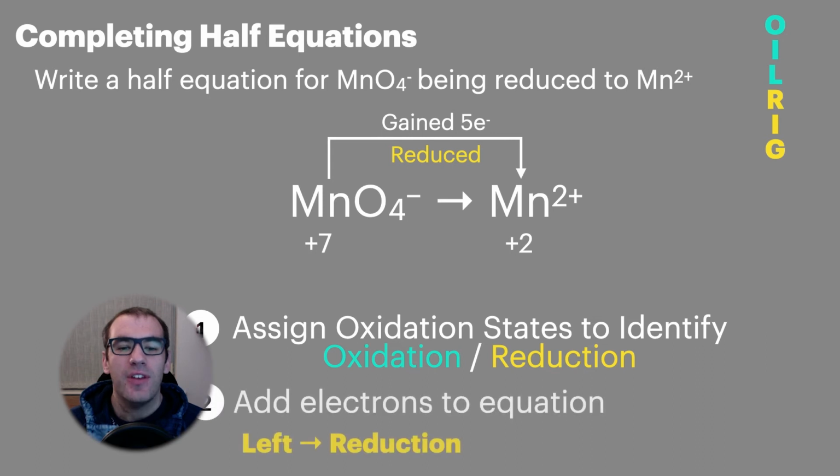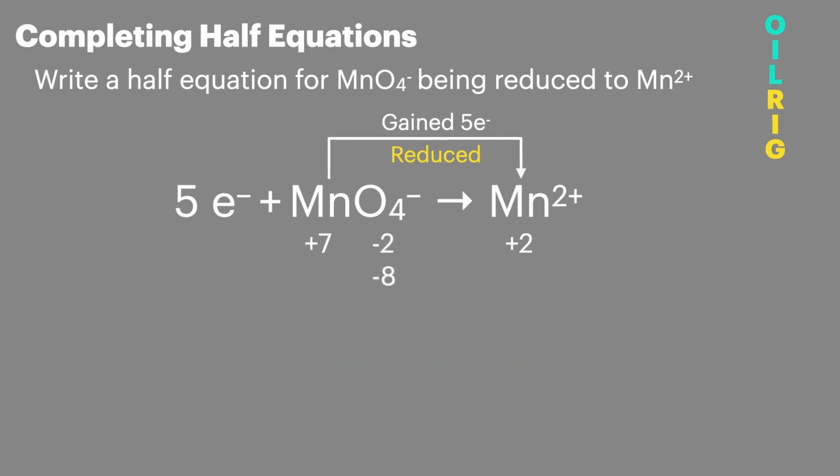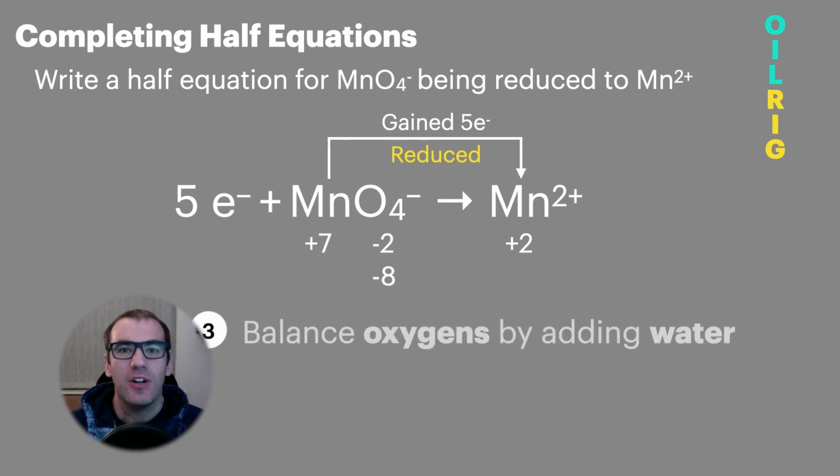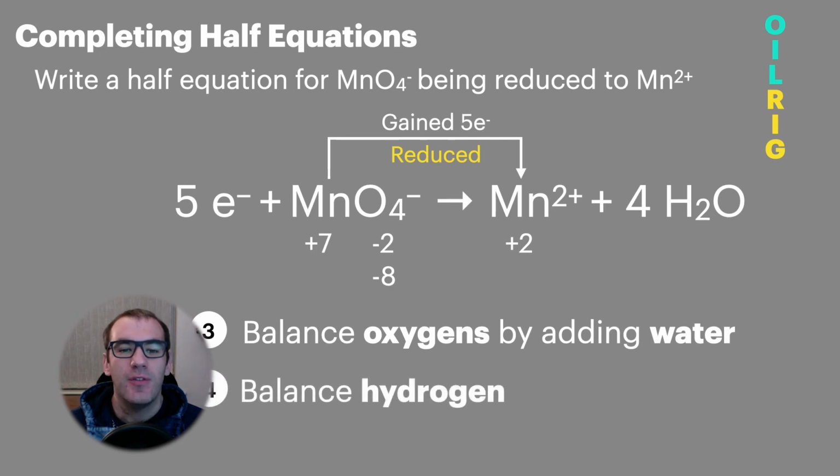We're now going to add those electrons to the equation, adding 5 electrons to the left-hand side as this is reduction. However, we have 4 atoms of oxygen on the left-hand side and none on the right. We use water to balance out the oxygen, so we'll place 4 molecules of water on the right-hand side to balance them out. Adding water now means we have an imbalance of hydrogen atoms, and to fix this we'll add 8 hydrogen ions to the left-hand side. This is our half equation finished.